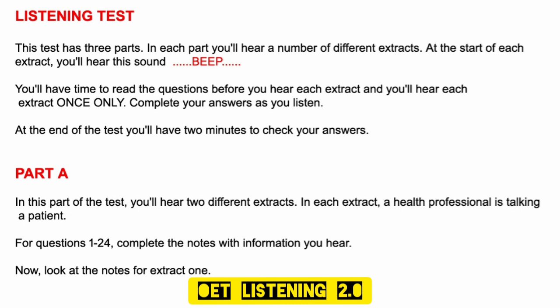The listening part of the Occupational English Test has 3 parts, and in each part you will hear a number of different extracts. At the beginning of the test, you will hear a beep sound. You will have time to read the questions before you hear the extracts. You will hear each extract once only. You have to complete your answers as you listen. At the end of each test, you will be given 2 minutes to check your answers.